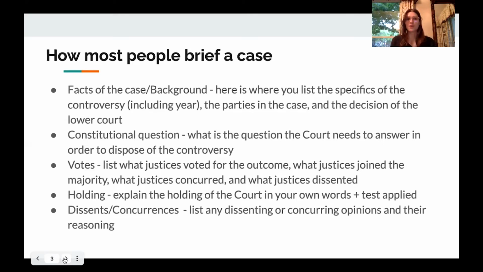First, you're going to start out with writing the facts of the case. Just what happened, how did they get into this controversy, how was the case filed, and what did they argue, what did they decide in the lower court. Next, you should have the constitutional question. This is just the question. In any case, the justices or the judge is only going to answer a certain question, and in appellate law, you actually are going to provide what you think the question is to the judge in your briefs. And you'll have the opportunity to do that if you join the team.